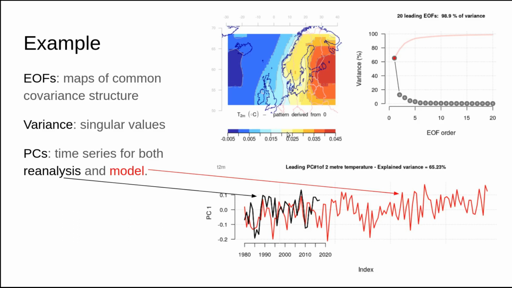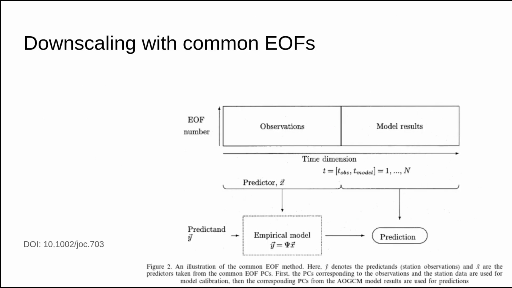And then the black curve here shows the original data, or the original principal component, because in this example we downscale a set of series, like a principal component analysis result. And then we have the model, which is in red here, and we show that they have quite similar variance. So the model actually reproduces quite well the covariance structure seen in the reanalysis that was connected to the local predictant. So to reiterate, with the downscaling of common EOFs, we have calibrated the models, and then we use the part of the predictors representing the model results as input with the same model to make a prediction.